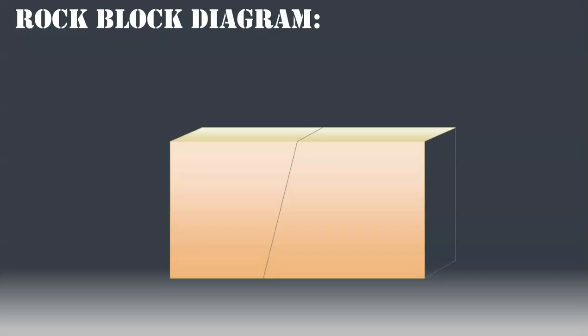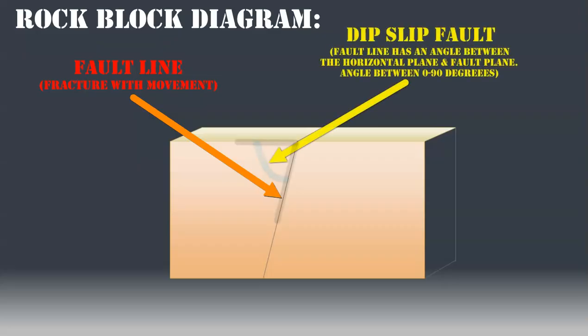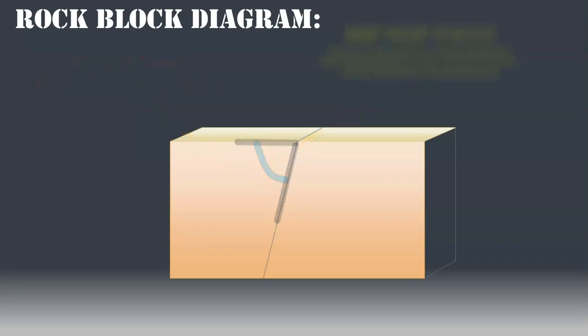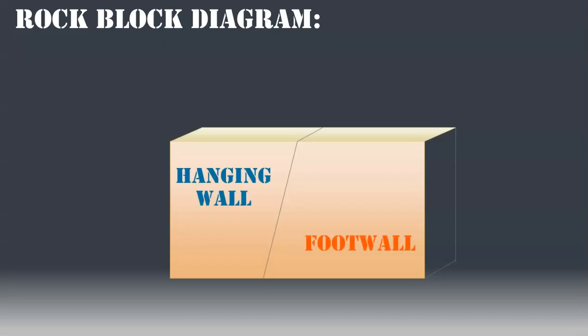So we have here this fault line, and the fault line is in this case diagonal, so it's going to be a dip slip, which shows the angle between the horizontal plane and the fault plane. This would mean there would be two sides of the rock block diagram, which we have to then identify: the footwall versus the hanging wall. The quick technique is to apply an X anywhere along the fault line, the fault plane, and draw vertical arrows down, and whatever side it is, this will be the footwall, and the other side will be the hanging wall.